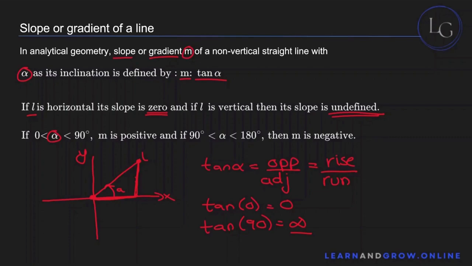So another important thing to remember is that if alpha lies between 0 and 90, m will be positive, and if alpha lies between 90 and 180, m is negative. So, for example, if you have this line over here, that means it lies between 90 and 180 degrees. So it will have a negative gradient.